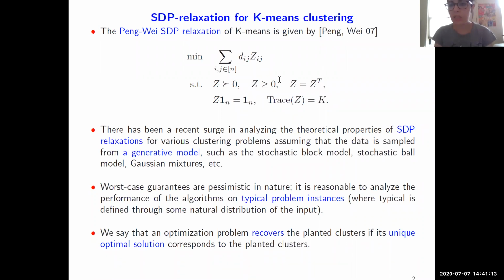And why do we care about uniqueness? Well, because we want to avoid the rounding step, which often is not even clear how to do. Okay?